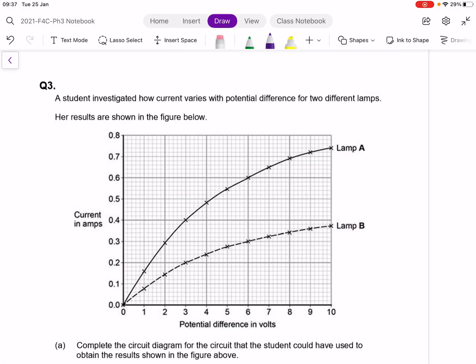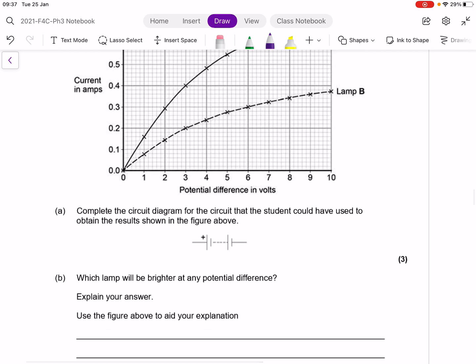Okay, on to question 3. So students investigating 2 different lamps here, and I think the big mistake people made is they thought both lamps needed to be in the same circuit, which they don't. So first bit, complete the circuit diagram to figure out how the student could have obtained the results.